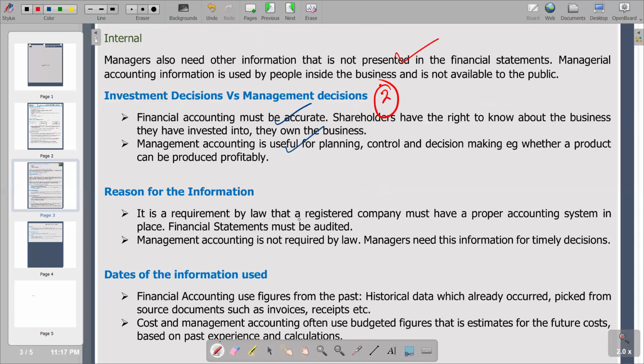The information for managerial. It is a requirement by law that financial statements must be audited. So this is applicable to financial accounting, whereby we are saying the information of financial accounting, in terms of those financial statements, must be audited. It's applicable to all registered companies. This is the first point that we have. Management accounting is not required by law to be audited, obviously, and managers need this information for timely decisions. That's the importance.